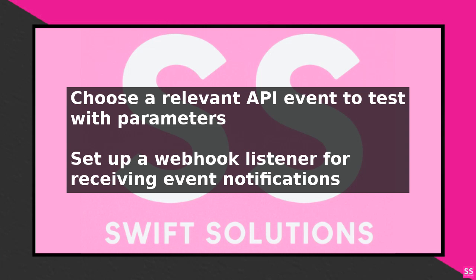The next step is to choose an API event to test. Bill.com provides a range of events, including bill creation, payment processing, and vendor updates. Select an event that is relevant to your use case and note down the event name and any associated parameters.